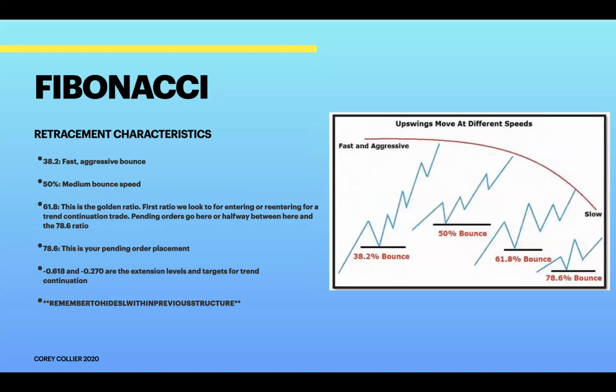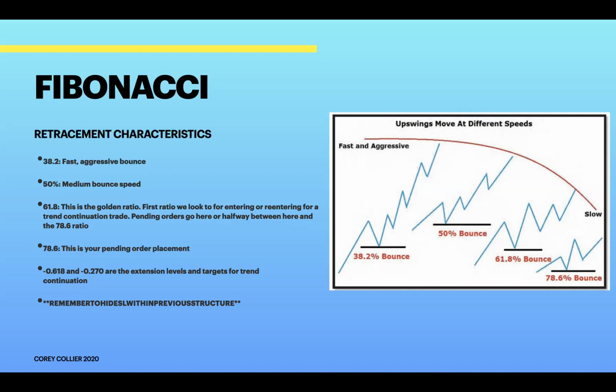All right. Now, the retracement characteristics, guys, okay? Depending on how deep or how shallow the retracement is going to determine how quick or how aggressive the move out of that retracement is. All right. So if the market retraces to the 38.2, then that's going to have a fast and aggressive move. If it's to the 50%, it's going to be a medium bounce speed.